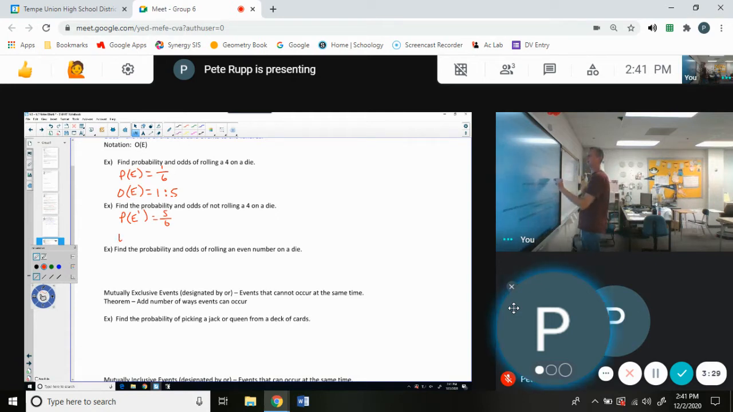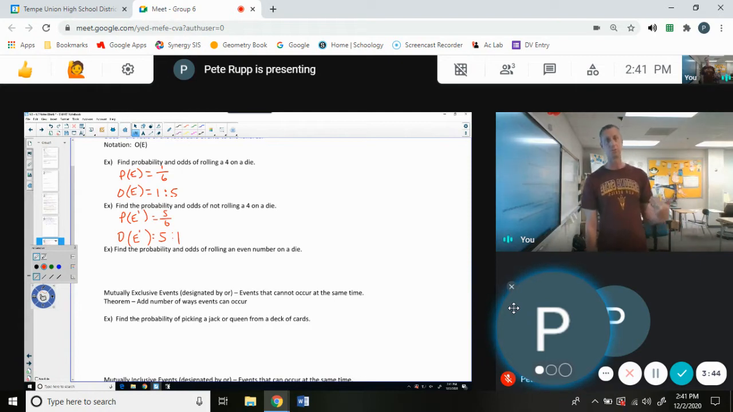For the odds of the event not happening, how many successes are there? That would be 5 successes. And how many failures are there? That would be 1 failure. The failure would be rolling a 4, because you would want to not roll a 4. So 5 of them are not 4. 1 of them is 4, so 4 is a failure in that case.